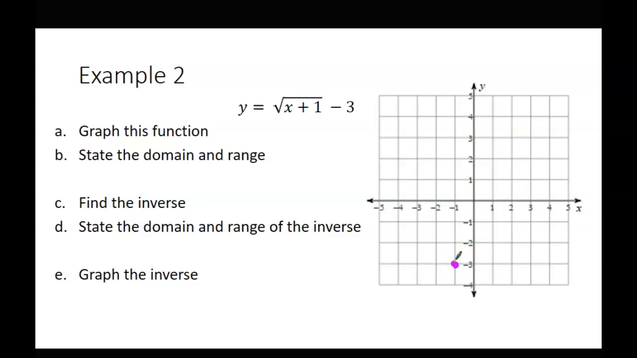And then I've got a positive B and a positive A, so it's just going to go up and to the right. So it's going to look something like this. All right? So that takes care of part A. We graph it. Now let's do the domain and range.